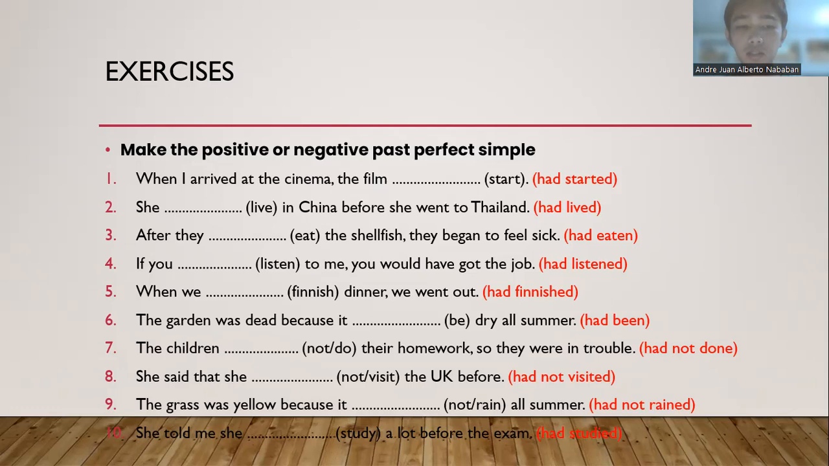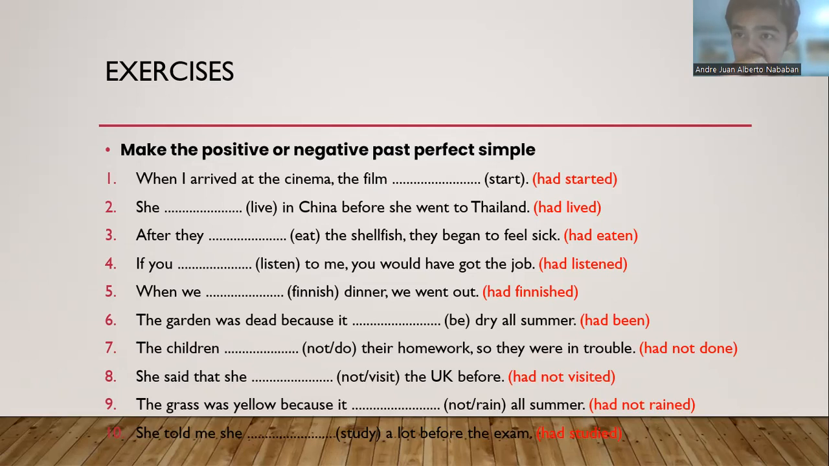And number 9, the grass was yellow because it blah blah blah not rain all summer. We transform the verb into a past perfect verb. So the verb will become had not rained. So number 9, the sentence will become, the grass was yellow because it had not rained all summer.